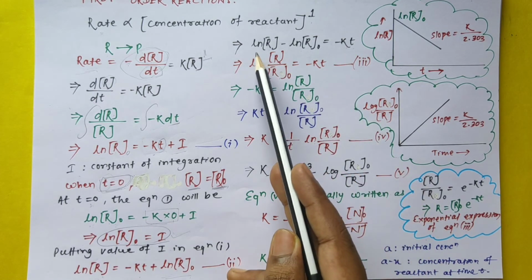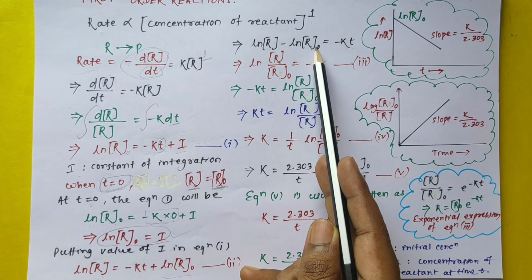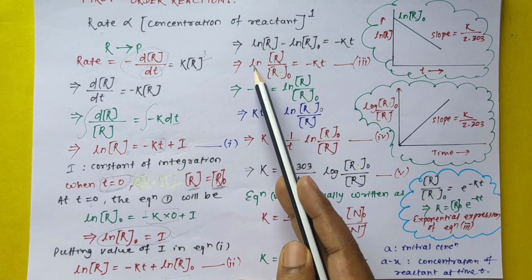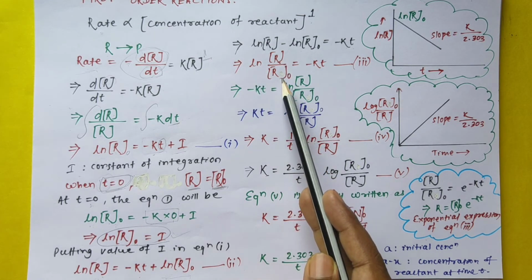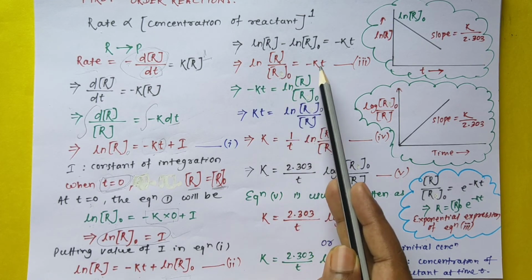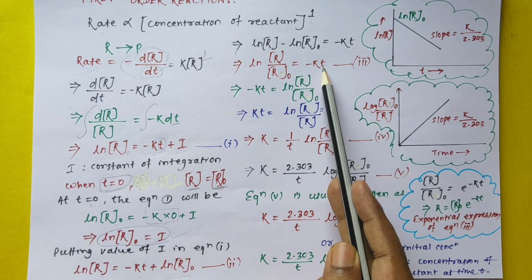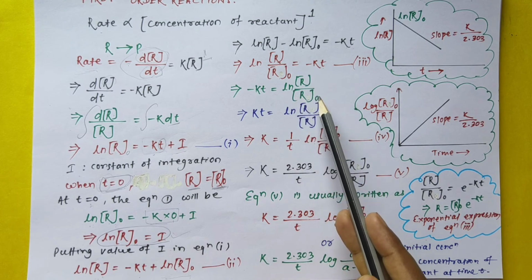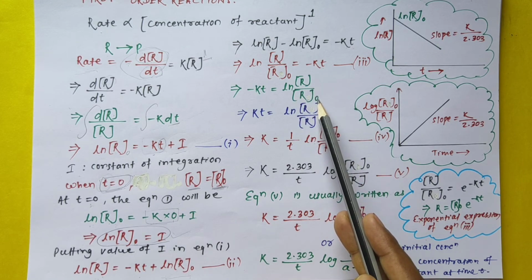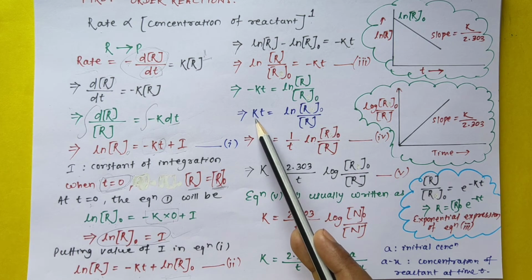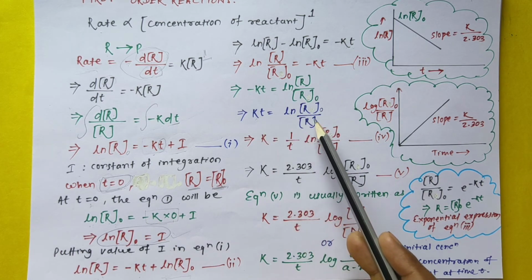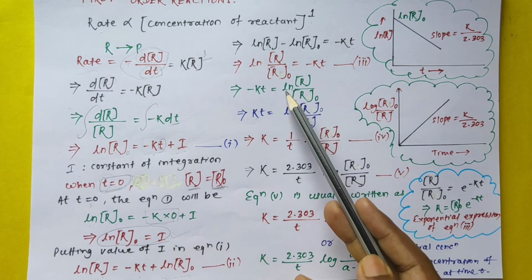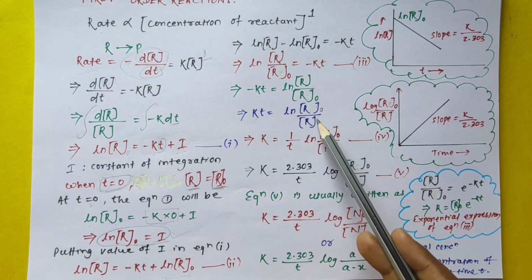As you know, ln A minus ln B is equal to ln A by B. That is the formula. So applying that formula, here we get ln [R] by [R]0 is equal to minus kt. Let's change the side. Then kt is equal to ln [R]0 by [R], because the numerator will become the denominator and the denominator will become the numerator.